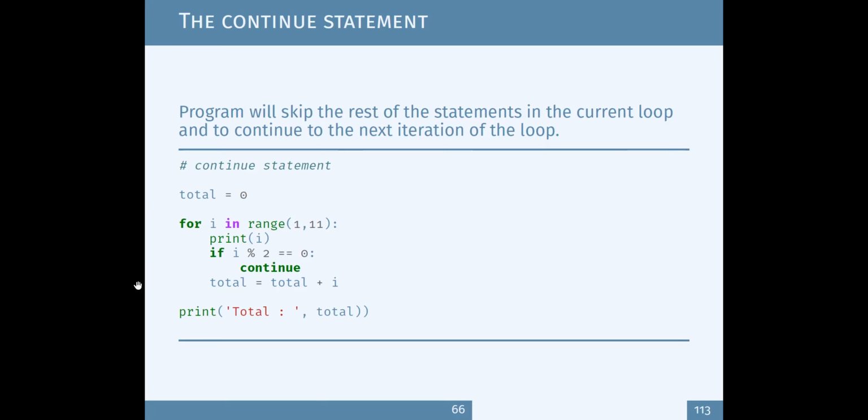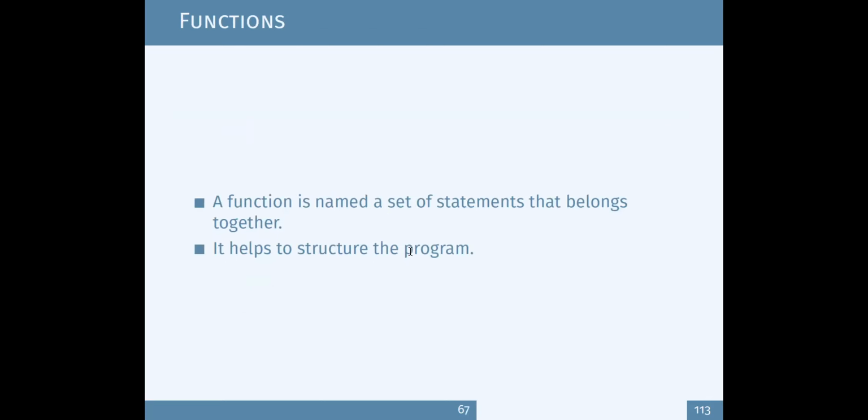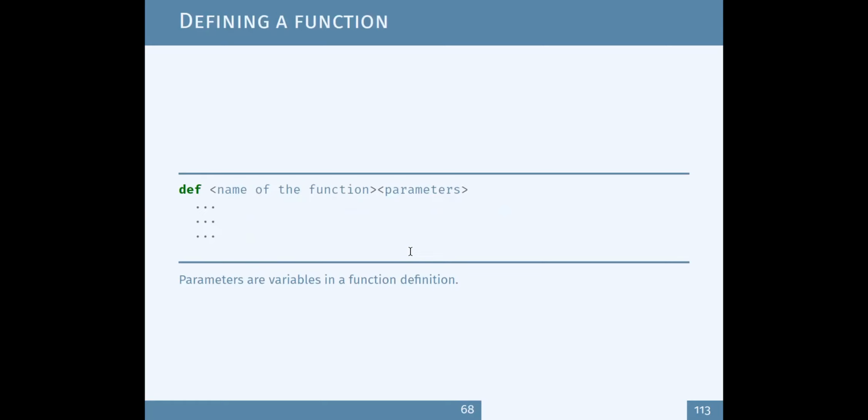So for example, here you go from 1 to 10, you try to print 1 to 10. And then if you have a number divisible by 2, you are not going to add it to the total. Which means whenever you have an even number, you are not going to add it to the total. So this code ideally should give us the sum of odd numbers between 1 and 10. Then about functions, very important.